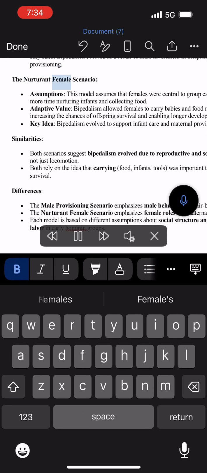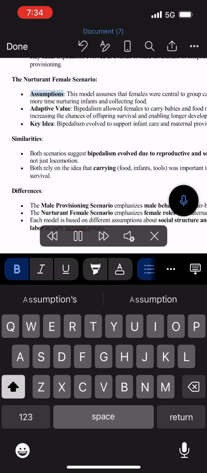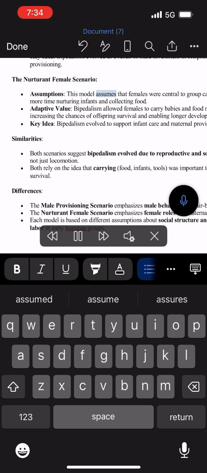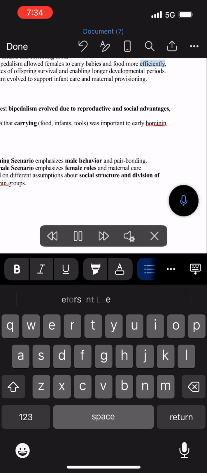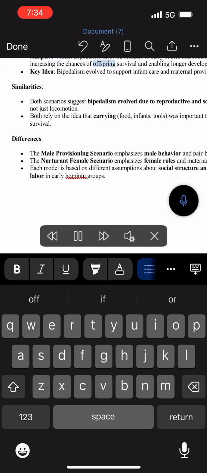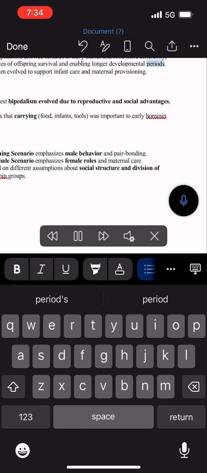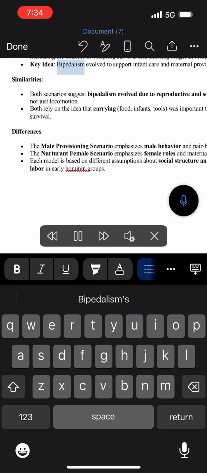The nurturant female scenario. Assumptions. This model assumes that females were central to group care, spending more time nurturing infants and collecting food. Adaptive value. Bipedalism allowed females to carry babies and food more efficiently, increasing the chances of offspring survival and enabling longer developmental periods. Key idea.